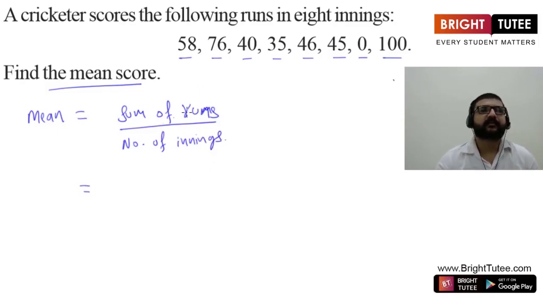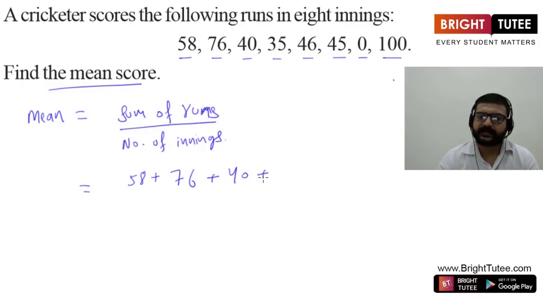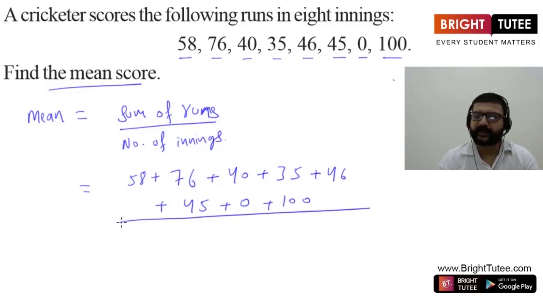So let's find it. Now what will be the sum of all the runs? It will be 58 plus 76 plus 40 plus 35 plus 46 plus 45 plus 0 and plus 100. Now this will be divided by the total number of innings here, and it is given as 8. So it will be 8.